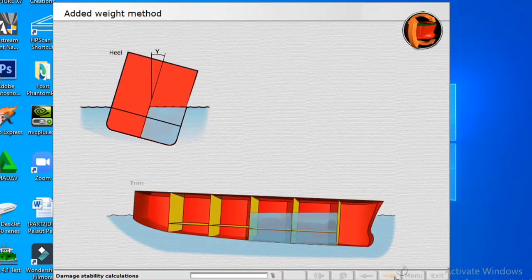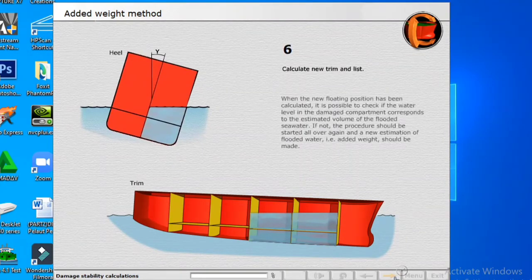Calculate the trim list. When a new position has been calculated, it is possible to check if the water level in the damaged compartment corresponds to the estimated volume of flooded seawater. If not, the procedure should be started all over again, and a new estimation of flooded water, that is, added weight, should be made.